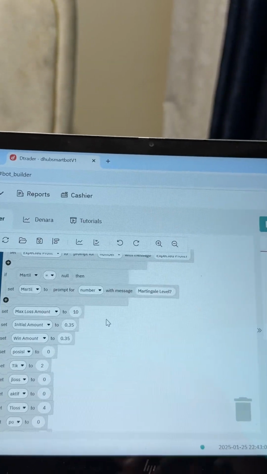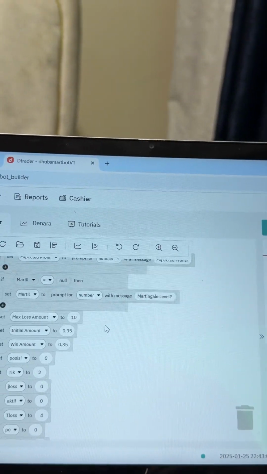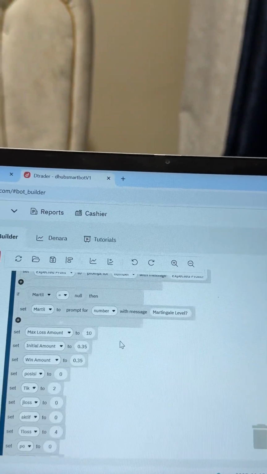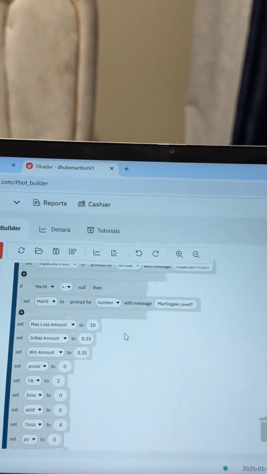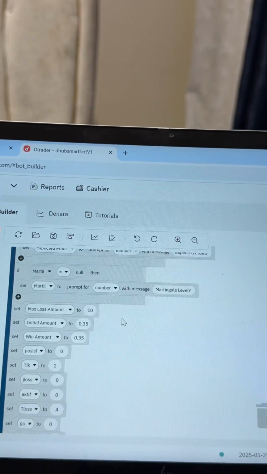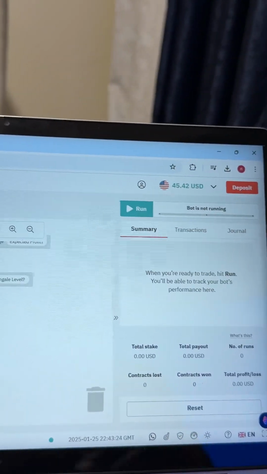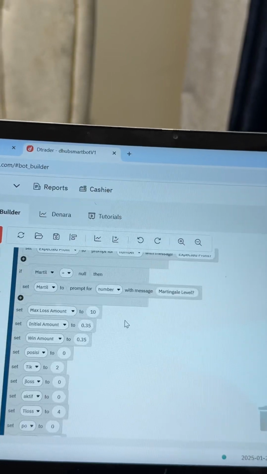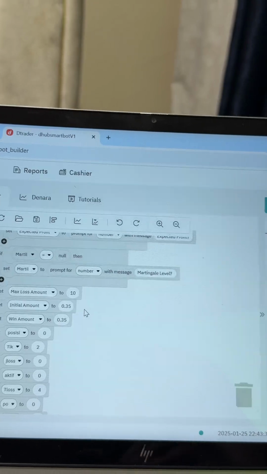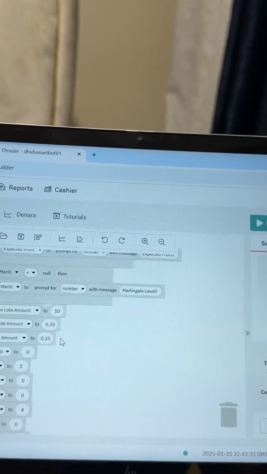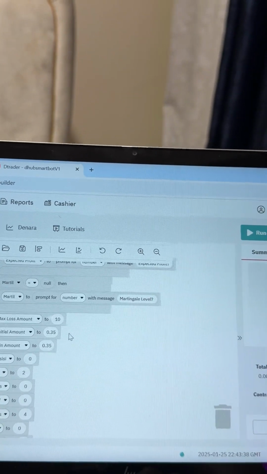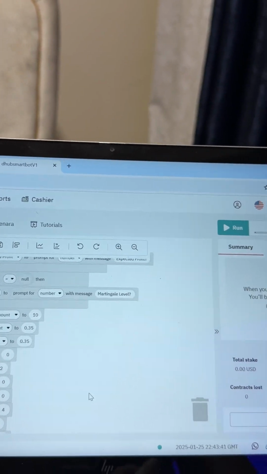Before you get to the initial amount, the maximum loss is the maximum loss the bot is willing to tolerate before resetting. And obviously it is also what you are willing to tolerate to lose. In this case, I have 45 USD. I am only willing to tolerate losing 10 USD. The initial amount is obviously your starting stake. The win amount is the amount the bot aims to win per trade. Most traders have this similar and advise the same.